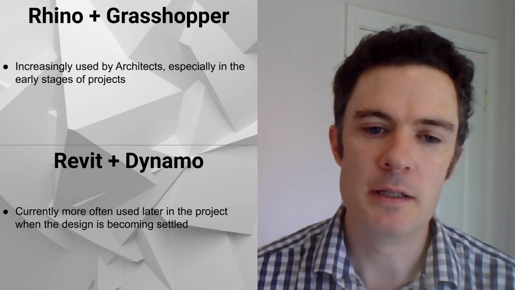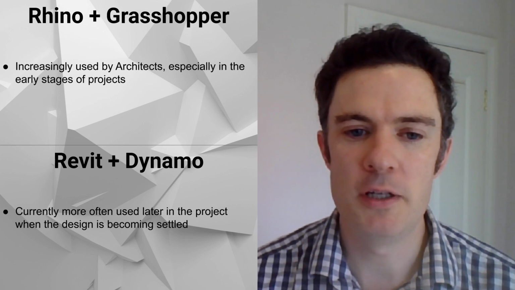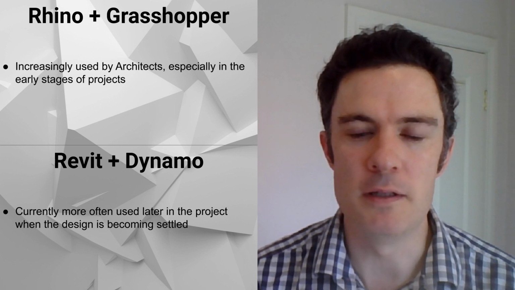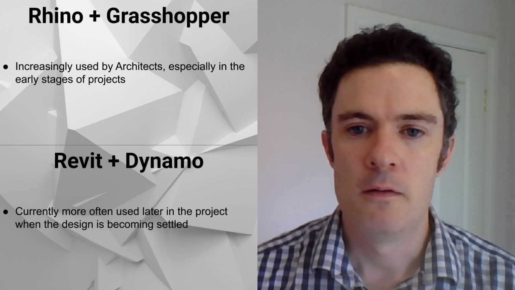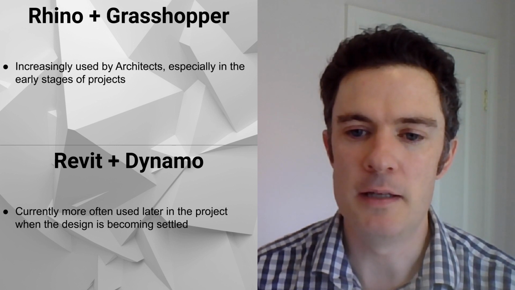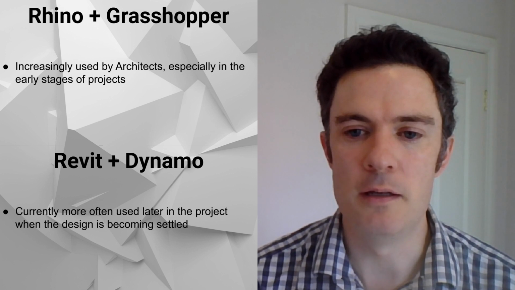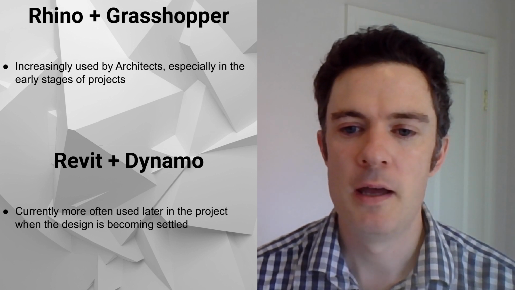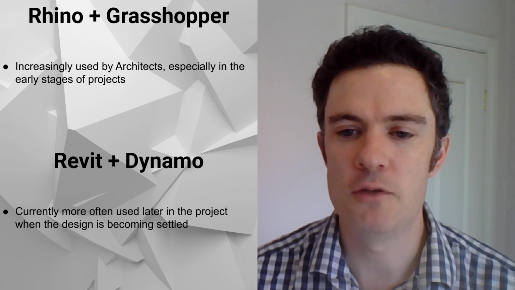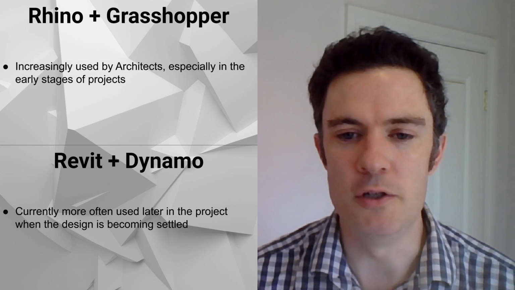Rhino is increasingly being used by architects, especially in the early stages of a project to get ideas because of its nature of being good with 3D shapes. Revit is most often used in the middle or late stages of a project where you need to start sharing models around and tweaking and refining the design, and also to document it, to produce drawing sheets and all that sort of stuff. You wouldn't use Rhino to produce drawing sheets.